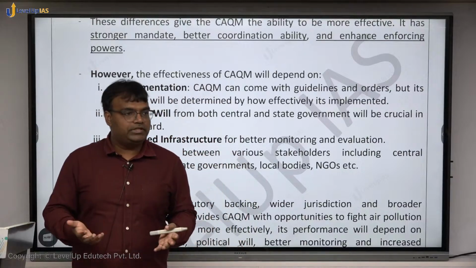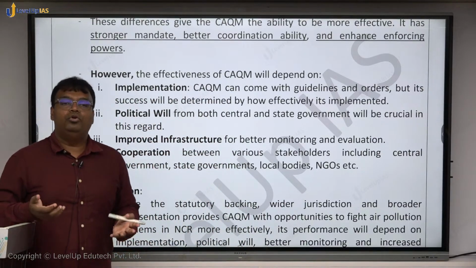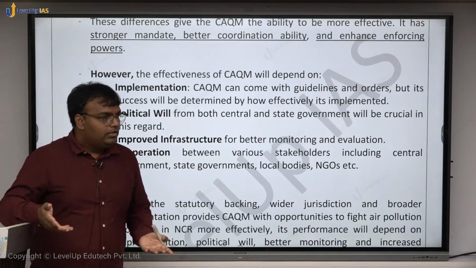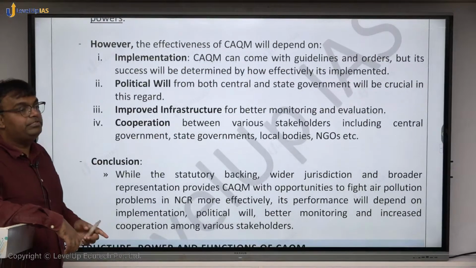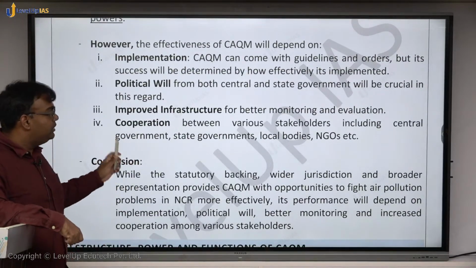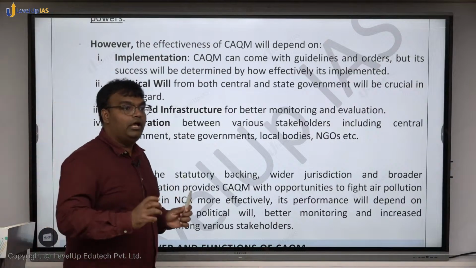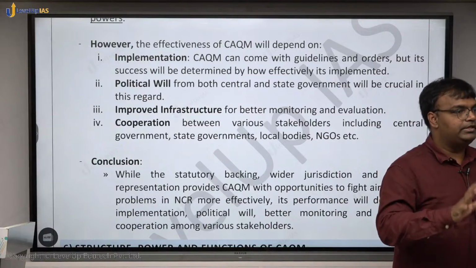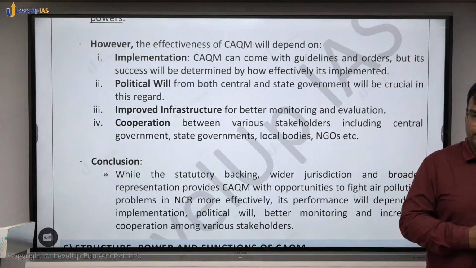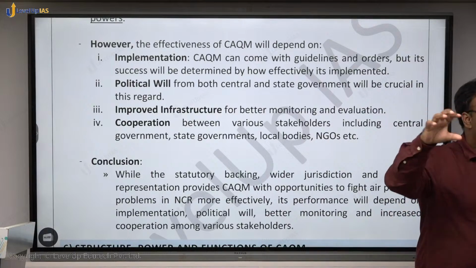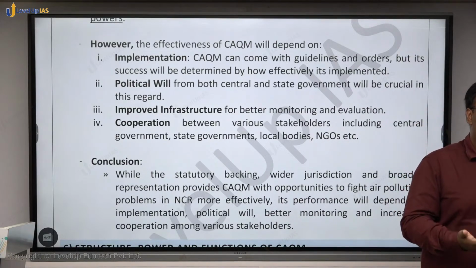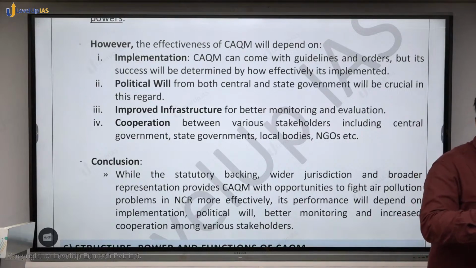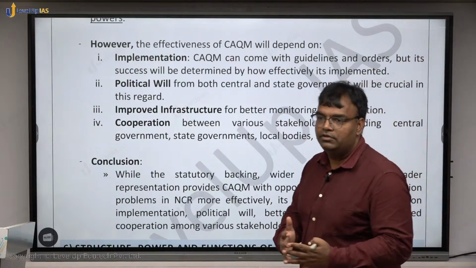अगर infrastructure ही नहीं रहेगा, अगर public transport अच्छा होगा ही नहीं, no matter what CAQM is able to do, it will not be able to clean the air. And cooperation between stakeholders, including central government, state government, local bodies, NGOs, has to be very high in order to really make CAQM successful. Otherwise, in spite of having more authority, more jurisdiction, it may not be effective. Right? So we have analyzed what should be the way forward to make it effective.